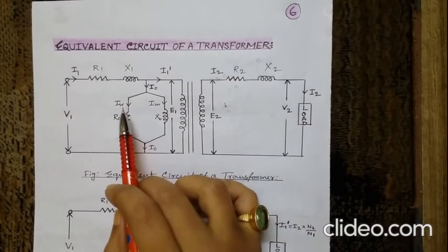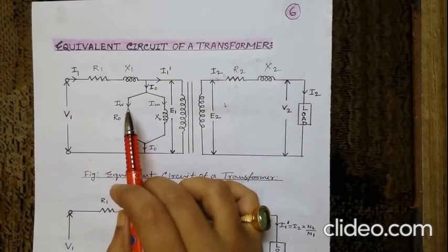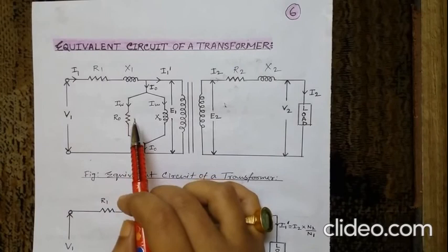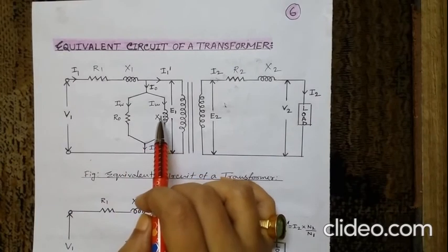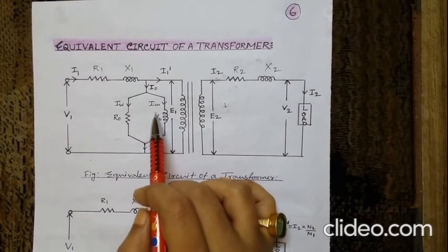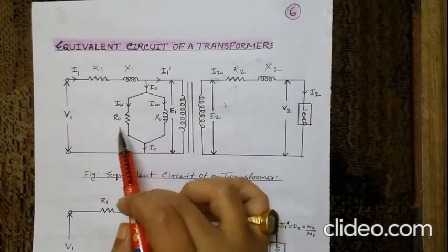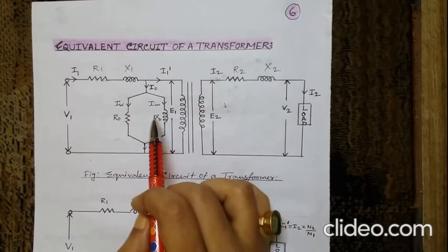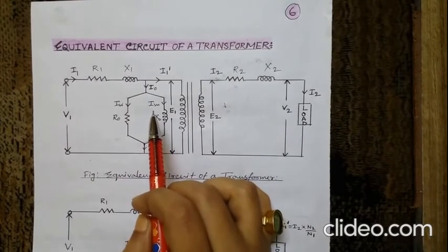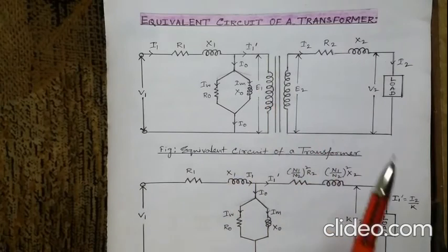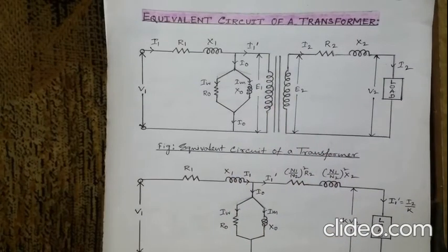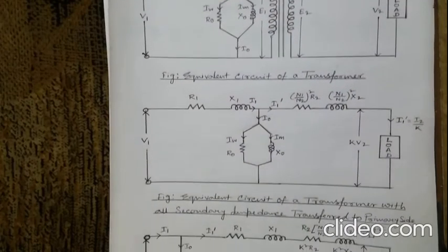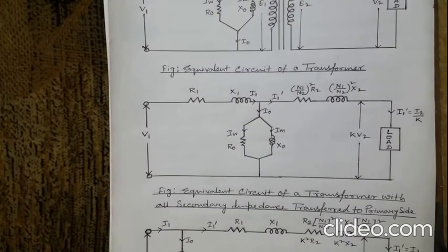The current IW accounts for the core loss and hence is shown to flow through a resistance R0. And the current IM represents the magnetizing current and is shown to flow through a pure reactance X0. This branch consisting of the parallel R0 and X0 is called the magnetizing branch of the transformer. Now using the impedance transformation, we can draw the simplified equivalent circuit of a transformer as referred to the primary or to the secondary side.